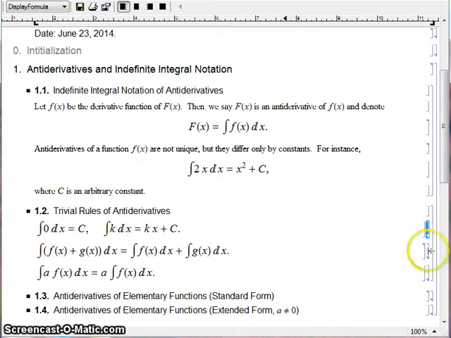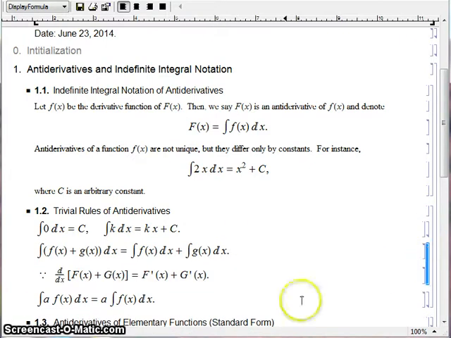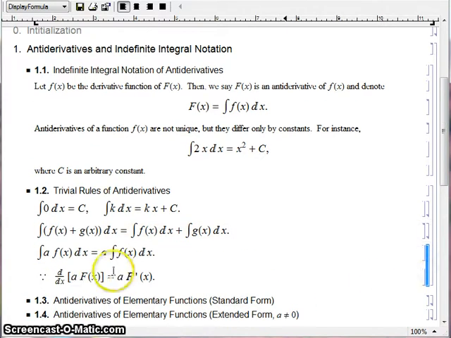How about the other ones? They follow from derivative rules too. The derivative of a sum is the sum of the derivatives, and capital F prime is nothing more than small f of x, and capital G prime is small g of x, so we end up with the integrand back again. It's the same for the last one. Start from the right hand side and then take the derivative. This capital F prime of x is the same as a times f of x, so we end up with the integrand inside.